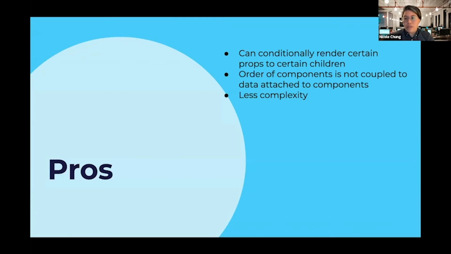And the other thing is the order of components isn't coupled to the data those components have. And it also is less complex for the people using your component. So it's a bit of a trade-off: there's more complex code on your side, but there's less complex code on their side for them to view when they're using your component.